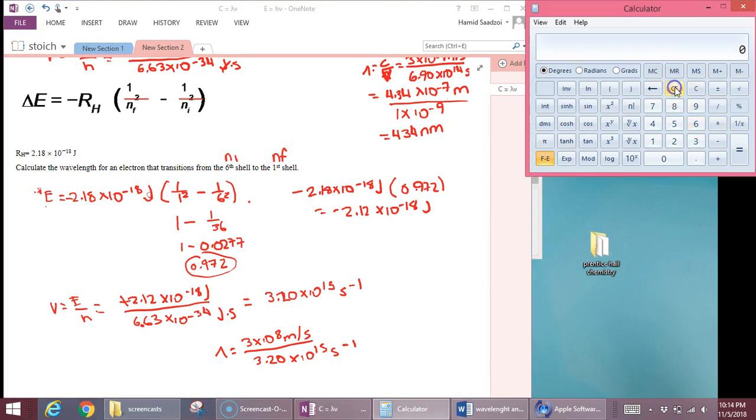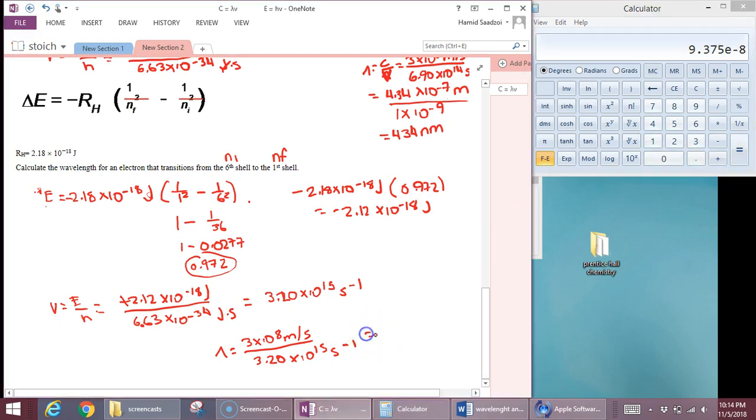So clear this out. 3 exponent 8 divided by 3.20 exponent 15, and we get 9.38 times 10 to the negative 18 meters.